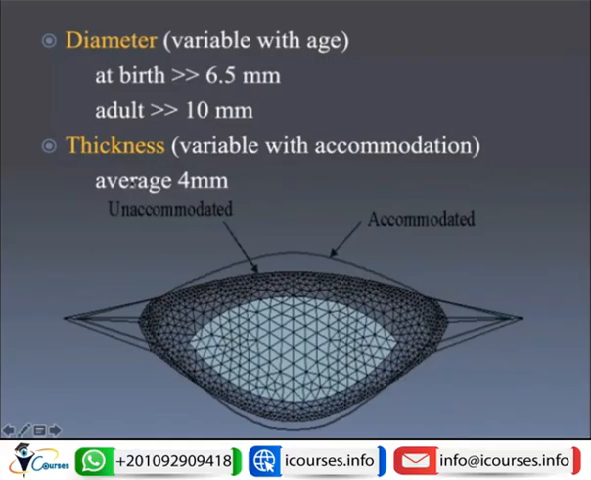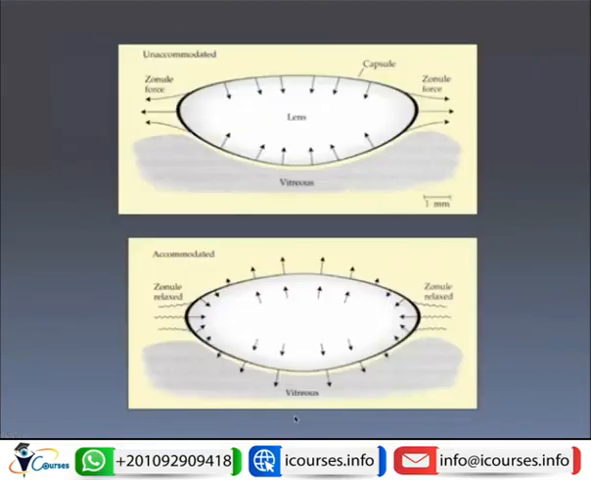The thickness of the lens differs according to the accommodation state. If the lens is accommodated, this leads to an anteroposterior bulge of the lens, leading to more curvature of the anterior and posterior surfaces, and more power of the lens. So the lens will be thicker. While in the unaccommodated state, the anterior and posterior surfaces become more flattened, so the thickness of the lens decreases.